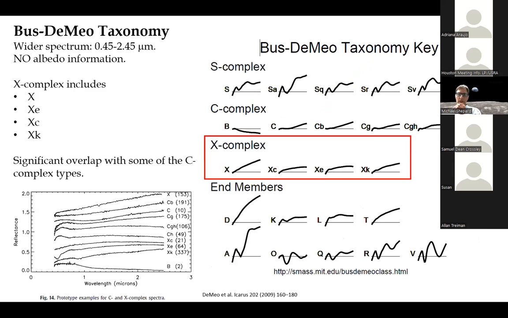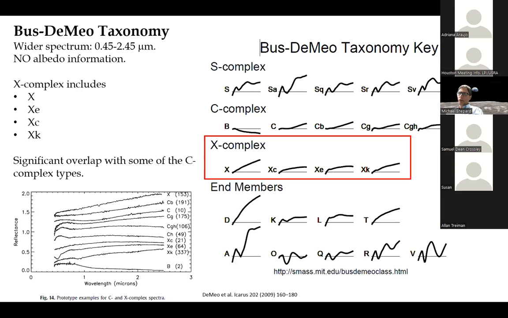And then Francesca DeMeo, a few years later, I'm not sure if this was a PhD thesis or just something shortly after, extended the Bus taxonomy, this time by including the near infrared from about 1 to 2.5 microns, in addition to what Bus used in his taxonomy. She kept essentially the same classification scheme, and I've highlighted them over on the right.